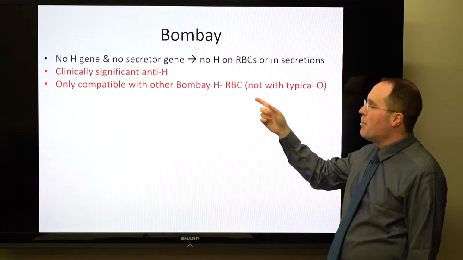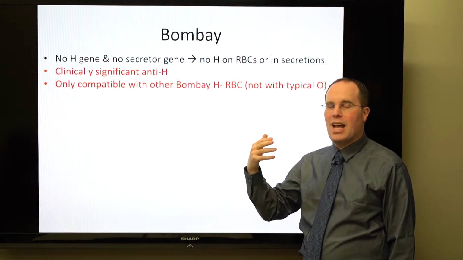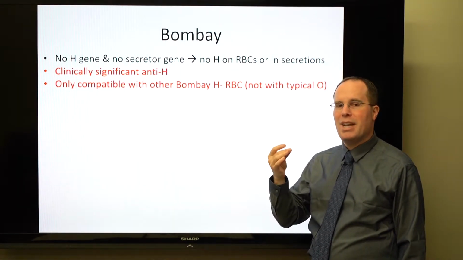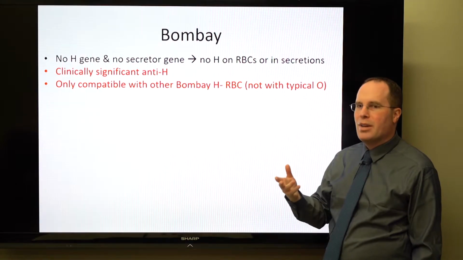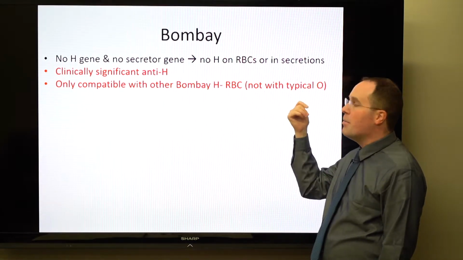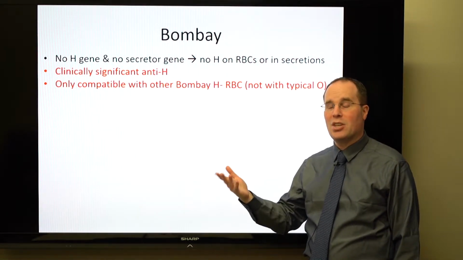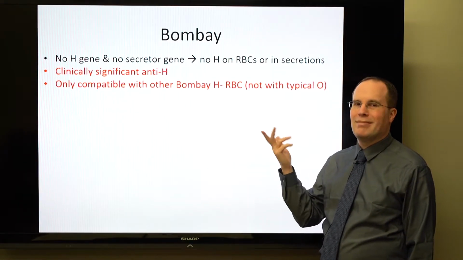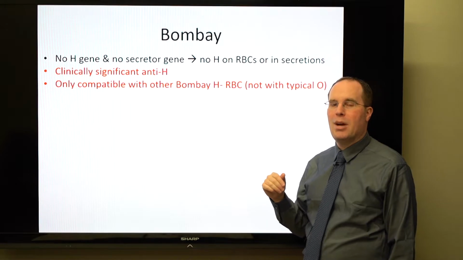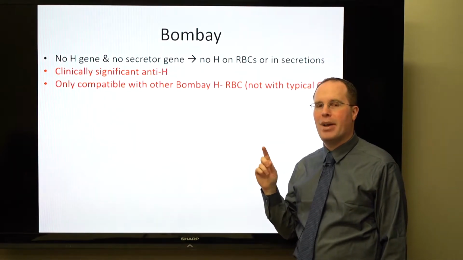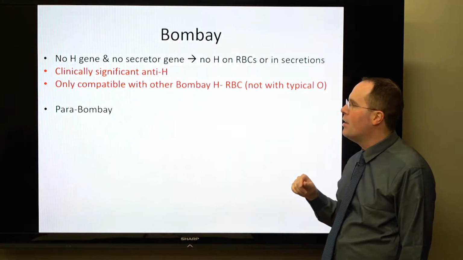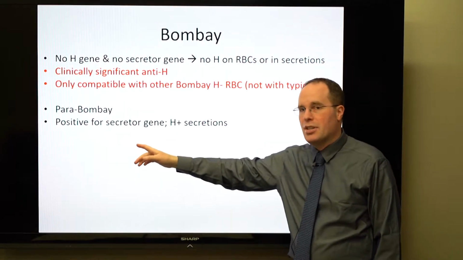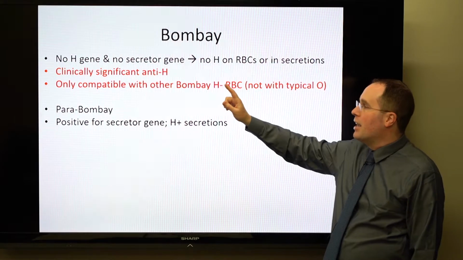They would type as type O in the lab because they make anti-A and they make anti-B and they lack the A and B antigens. So the main way this is discovered is you give the patient type O red cells and they have an acute hemolytic transfusion reaction. You do further testing and you find out, look, yikes, they're Bombay, and we need the very rare Bombay red cells for them. So that's Bombay.